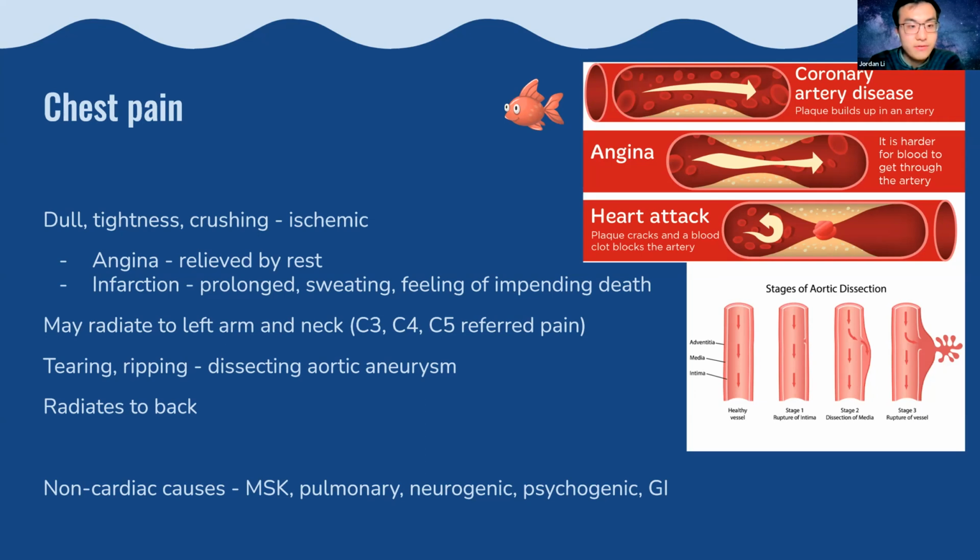And if you have tearing or ripping pain or sharp pain, that is more likely to be a dissecting aortic aneurysm, as seen in the picture on the lower right. And usually it radiates to the back as well. Some other non-cardiac possible causes for chest pain may be MSK, pulmonary, neurogenic, psychogenic, or even some reflux. So you've got to ask those questions as well, as you'll learn later.